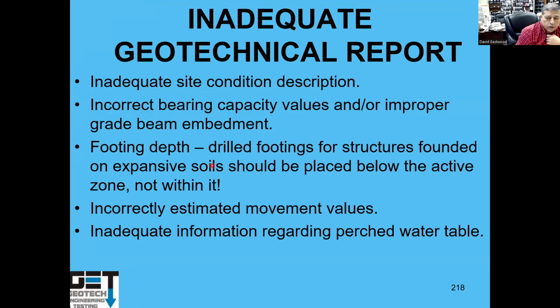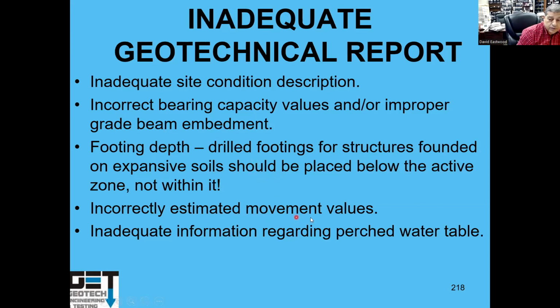Inadequate geotechnical report. So you have an inadequate description of site conditions. For example, if you have slopes on the site, not describing the bearing capacity of the soils. If the soil is saturated, the bearing capacity is lower. Footing depth. The footing for the structure should be founded below the expansive soils. We're finding out the drilled piers for a lot of the structures are too shallow. In the Houston area, for example, the pier depths in areas where you've got highly expansive soil should be 18, 20 foot deep. You put them at 12 foot deep, 13 foot deep. That's too shallow.